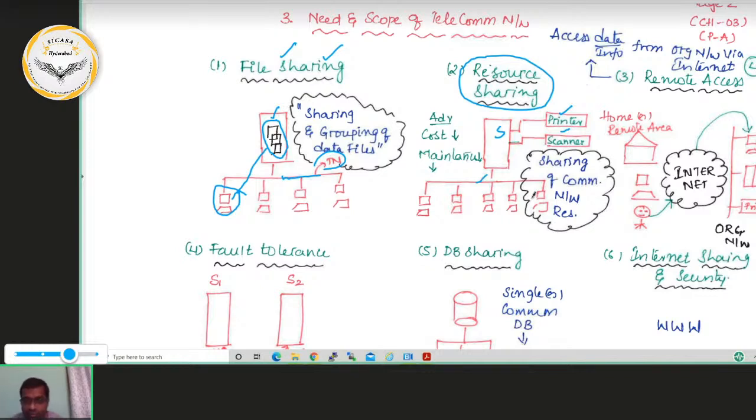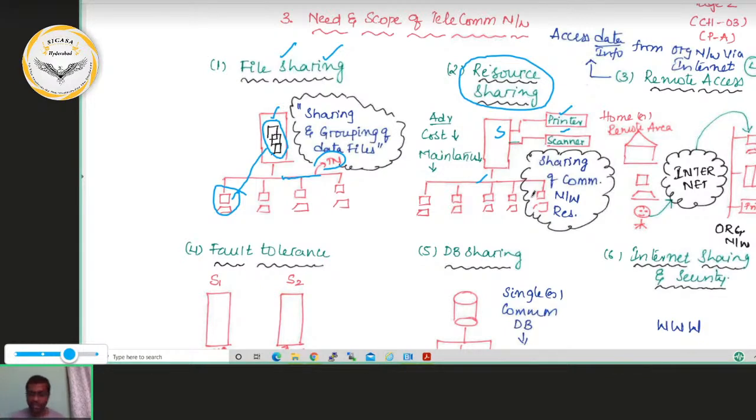Now, if a telecommunication network is not there, what do you have to do? For independent personal computers, you have to attach a separate printer and scanner. For example, let us say a telecommunication network is not there, and let us assume Infosys is a company with 70,000 employees. For each and every personal computer, they have to maintain a separate printer and scanner. Now what happens to the cost of resources?